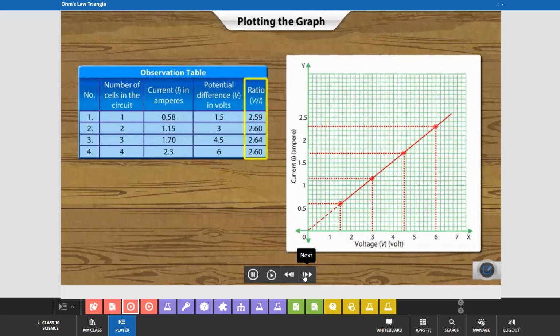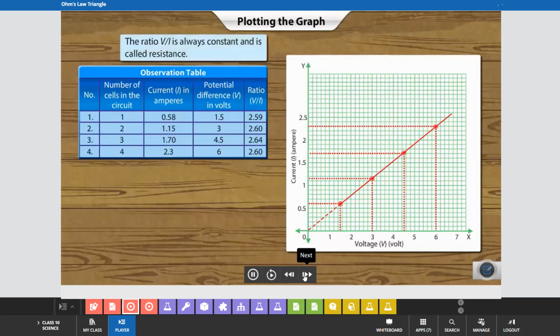Also, look at the ratio of voltage upon current. What do you see? The ratio is constant. This constant value is called resistance. Resistance of a wire is always constant at a given temperature, provided the physical state of the wire remains the same as well.